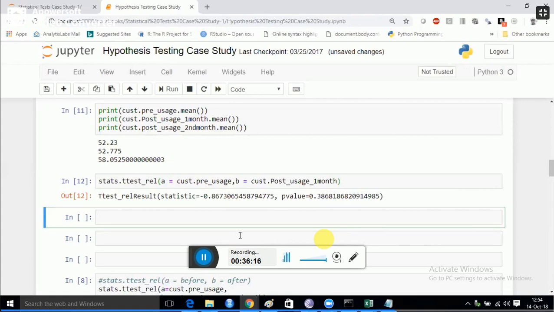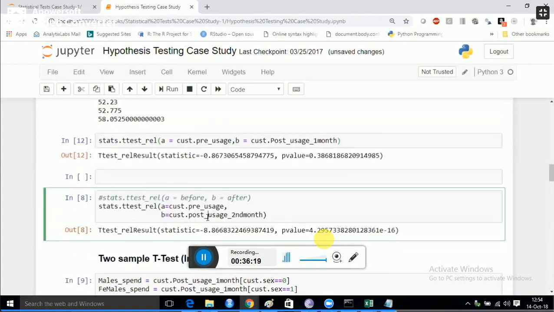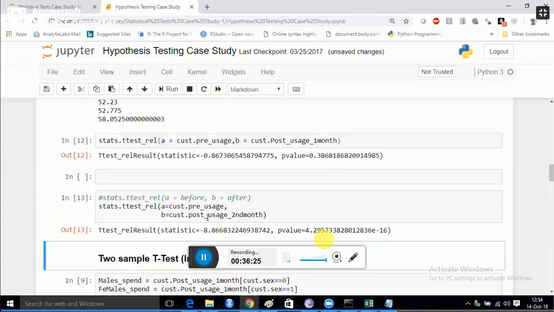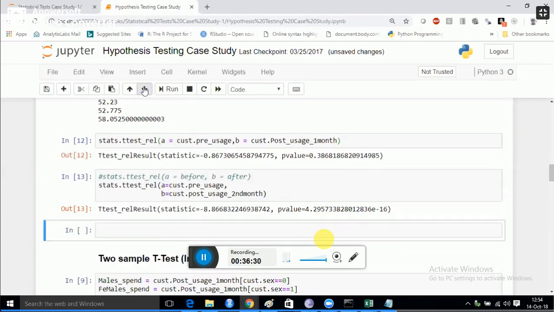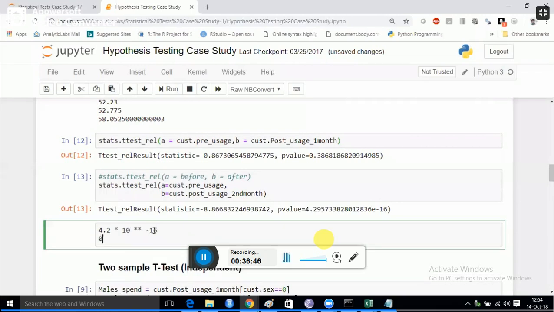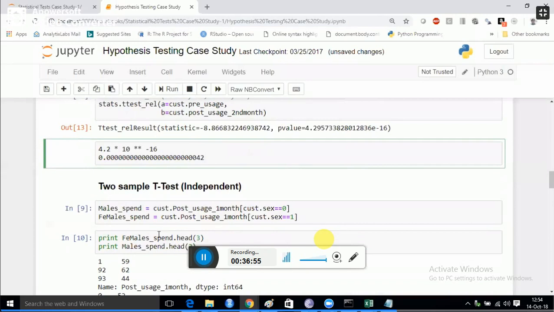And let's look at the next one. T-test relative for pre-usage and post-usage second month. What's the p-value here? It's not 4.2, everyone. It's 4.2 times 10 to the power minus 16, which means 0.000 after 14 zeros, 42. Right? This is exactly like my salary hike last year. This is the hike that I have received.